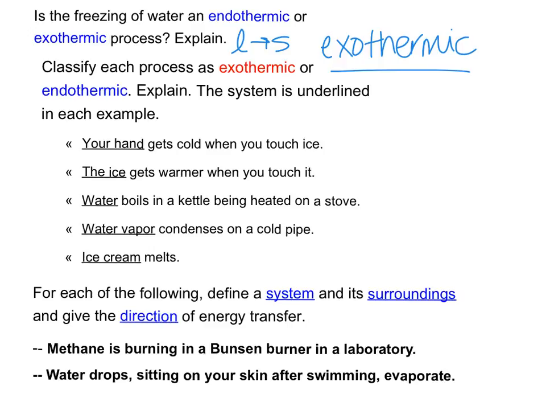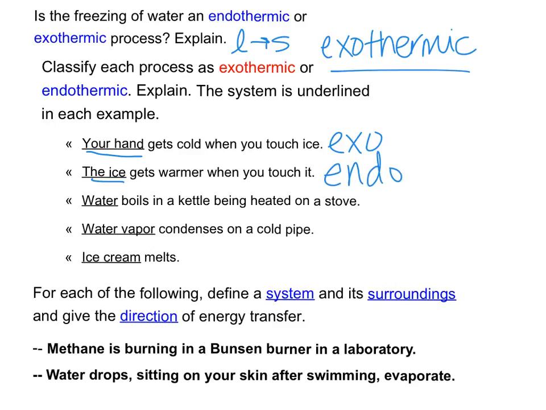So we're going to go through and classify each process as exothermic or endothermic. Explain. The system is underlined in each example. So here, your hand is the system, and if it gets cold when you touch ice, if the hand is the system, what is happening? Well, cold is not going into your hand. We look at movement of heat. Heat is actually exiting, so this is exothermic. The ice gets warmer when you touch it. So if your hand was exothermic, the ice was getting warmer. The ice, as the system, is absorbing that heat your hand gave off, so that is endothermic.